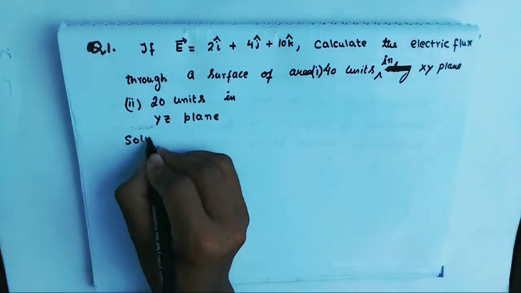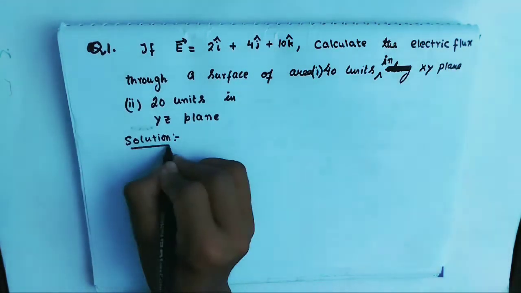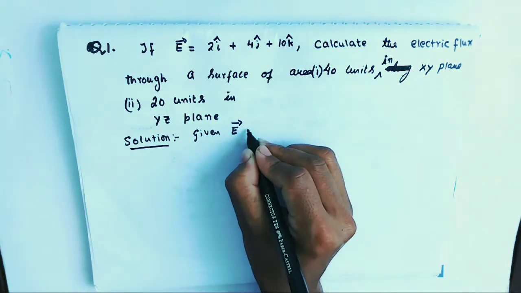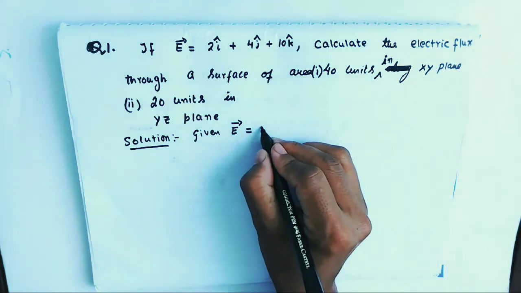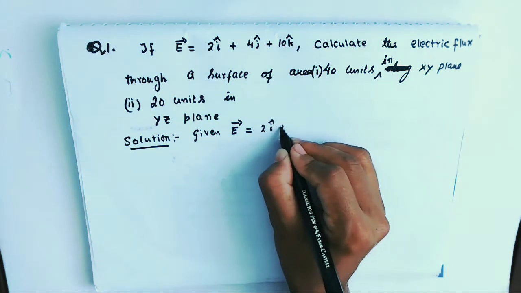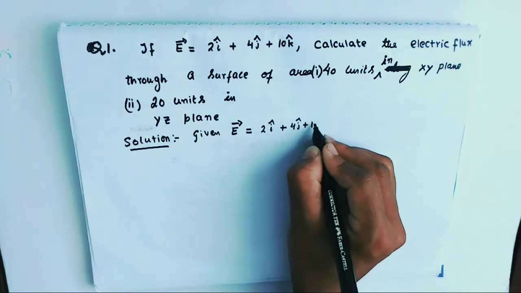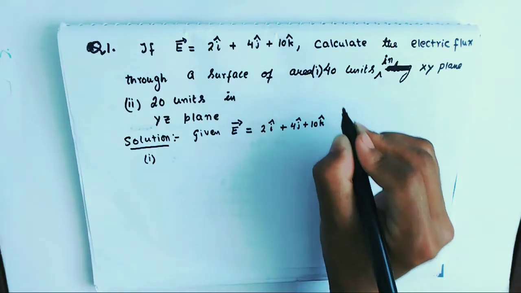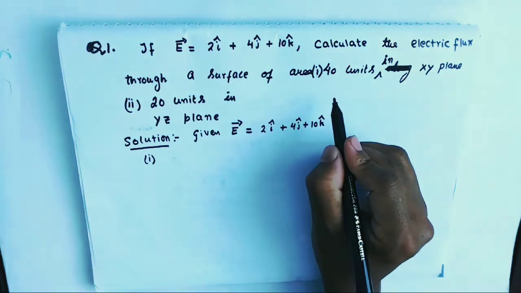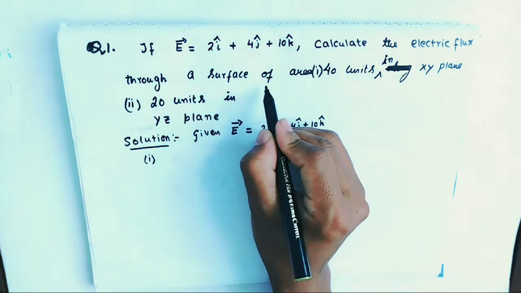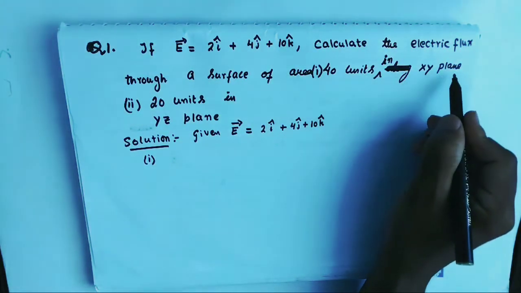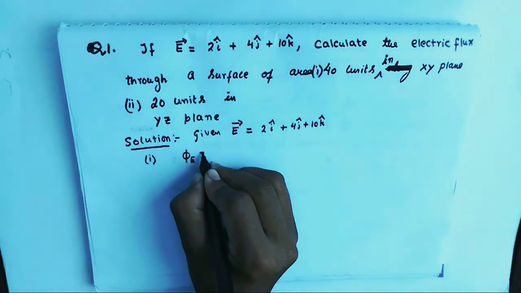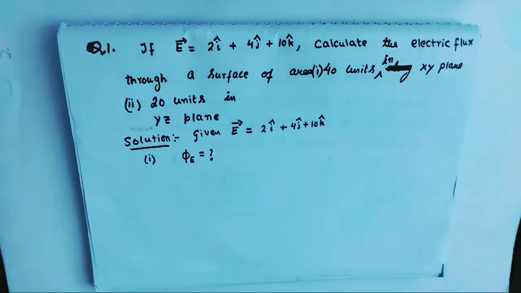So solution. Given the electric field E equal 2i plus 4j plus 10k. The first question is, we have to calculate the electric flux through a surface of area 40 units in XY plane. So let phi E be the flux to be calculated.